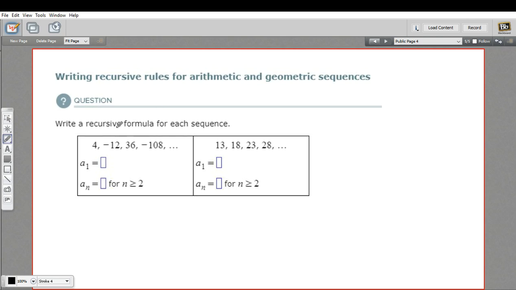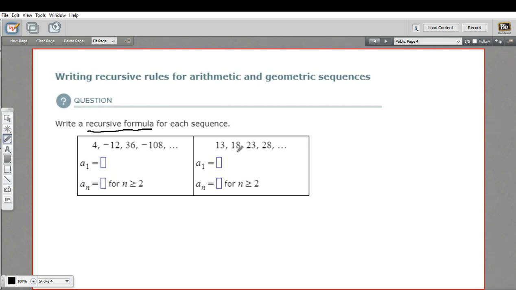In this problem, we're being asked to write something called a recursive formula for a couple of sequences. And recursive formulas use this special notation where we refer to the items in the sequence as a sub something. A sub 1 would be the first item, a sub 2 would be the second item, a sub n would be a formula for any item in the sequence. And that's what we're going to want to do here. We'll come back to that notation in a minute.